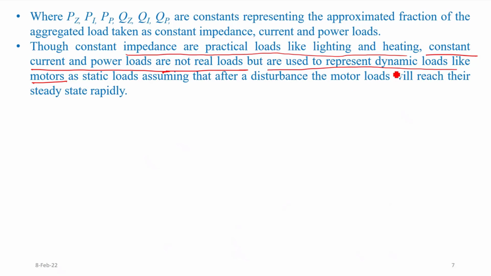So they generally represent dynamic loads like motors as static loads, assuming that after a disturbance the motor loads will reach their steady state rapidly. So this is the assumption, right? After the disturbance, the motor loads will reach their steady state very rapidly. But it doesn't happen when the motor load is very large. If a large motor is installed, it doesn't happen so easily when some disturbance takes place. But for small motors, it may happen. Therefore, to represent aggregated small motor loads, industrial motor loads, we can use constant current and constant power loads. But for large motors, it is not possible.